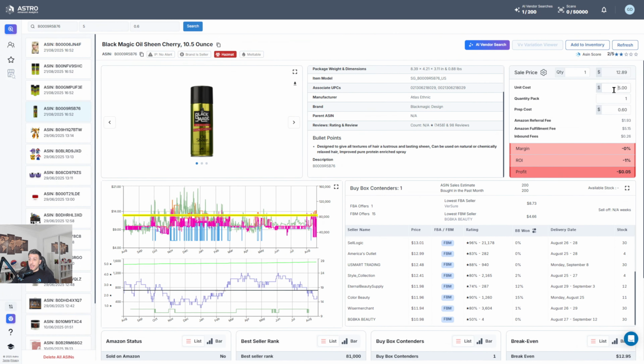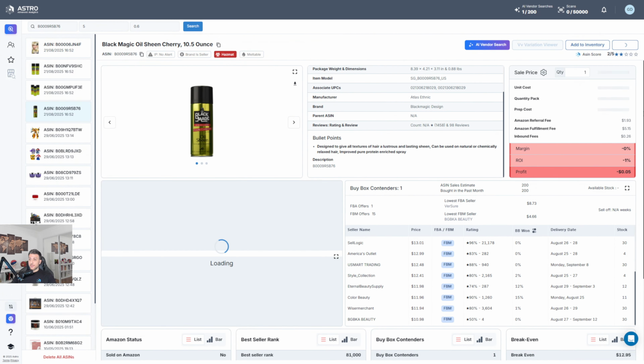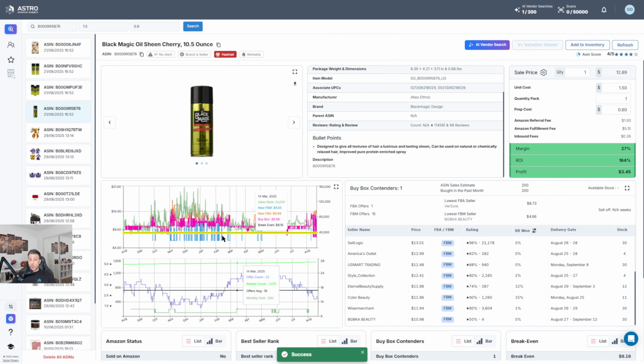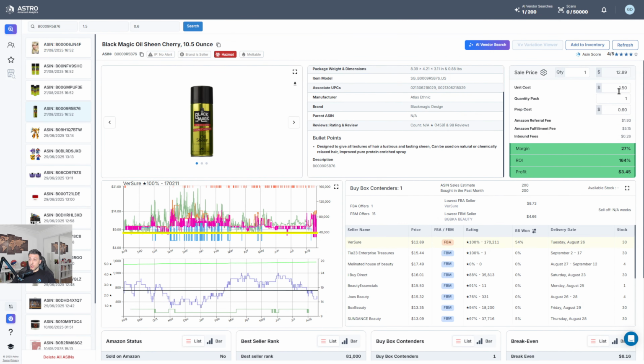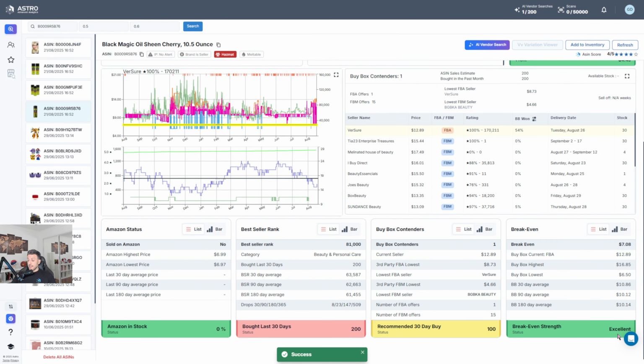If we were to adjust it and take it down to, let's say, $1.50, notice the line is quite a bit below the buy box, and this is now getting a good reading. If we were to go even cheaper, let's assume we get it for 50 cents, it now has an excellent score.